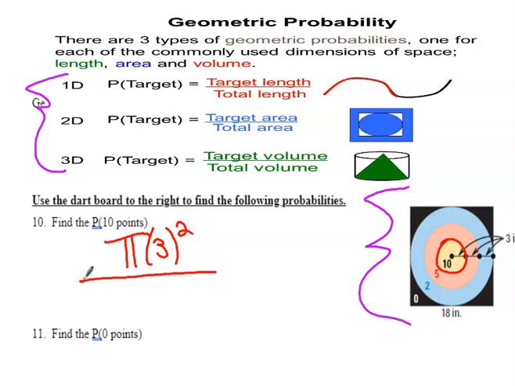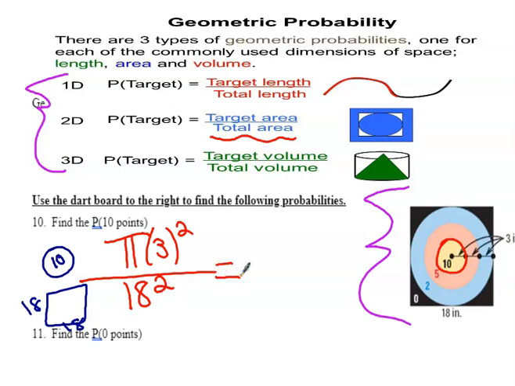And then we need to find the area of the entire dart area because it says total area on the top. So the area of the small circle over the area of the square, okay, because you can hit the outside of that also. Okay, so find out what that is. So pi times 3 squared. And then 18 times 18.